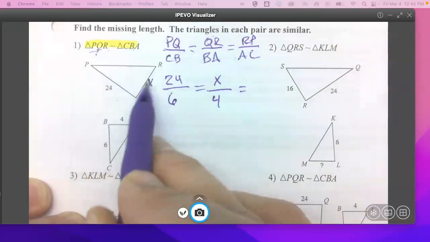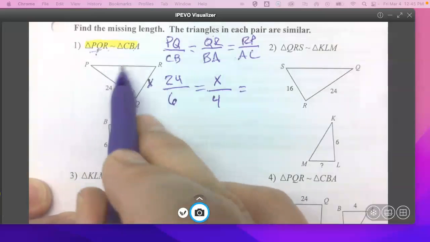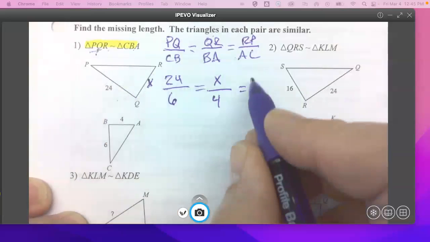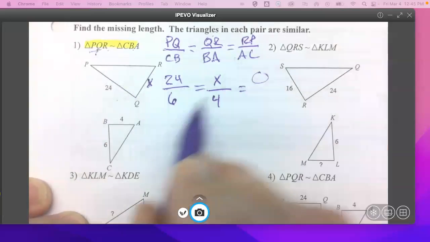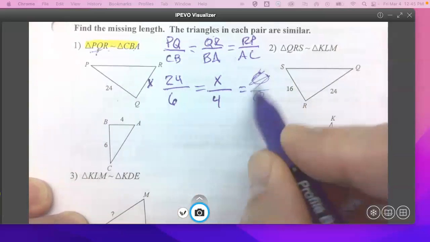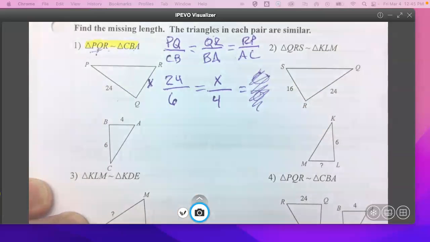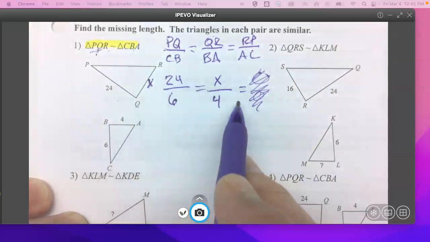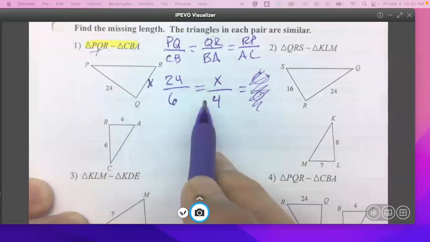Exactly right. I've already assigned X to this length. If I put an X here, it's going to mess things up. It's going to force these to be the same. But more importantly, I got no information on RP and I've got no information from AC. This ratio is not part of my issue. All I needed was two ratios, one proportion. So that's what I've got here.